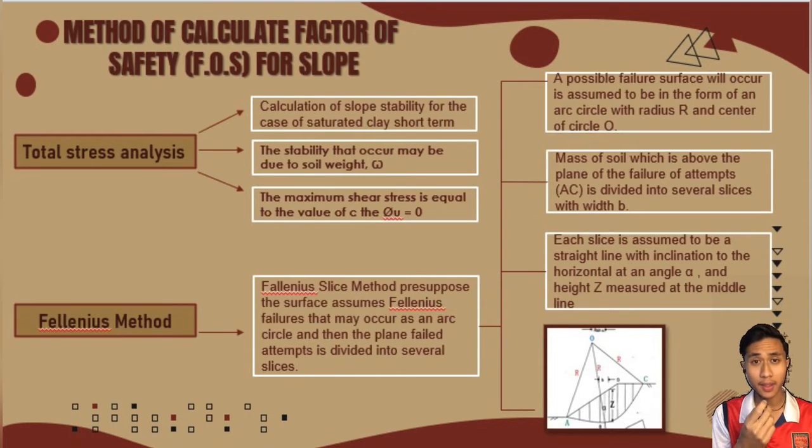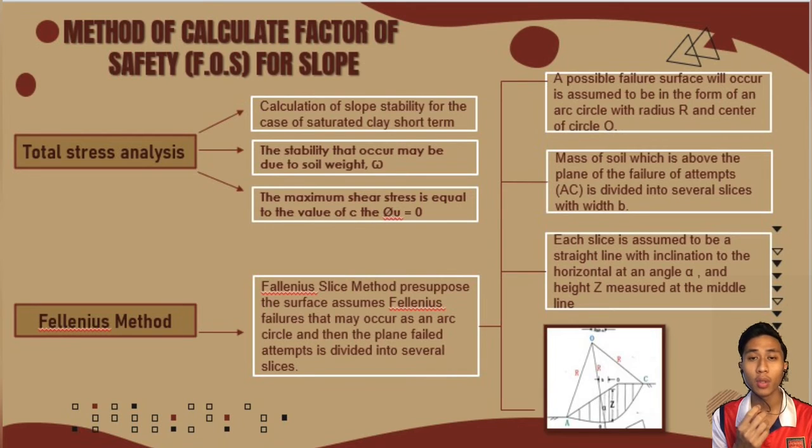Failure slice method presupposes that the failure surface that may occur is an arc circle, and then the plane of failure is divided into several slices. This method is also known as the Swedish method. A possible failure surface is assumed to be in the form of an arc circle with radius R and the center of circle O.